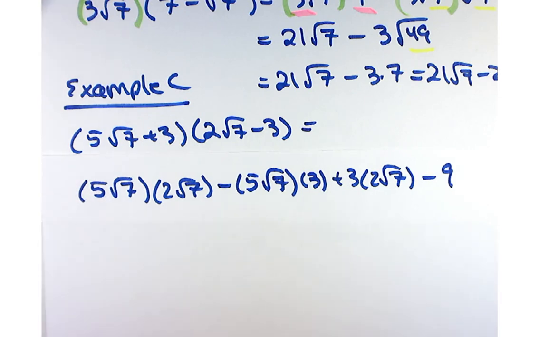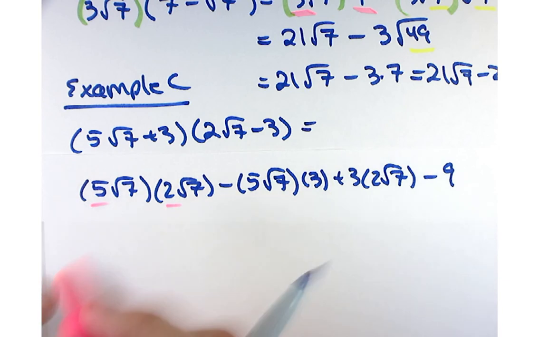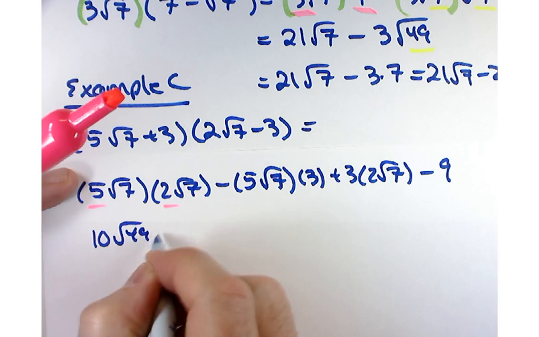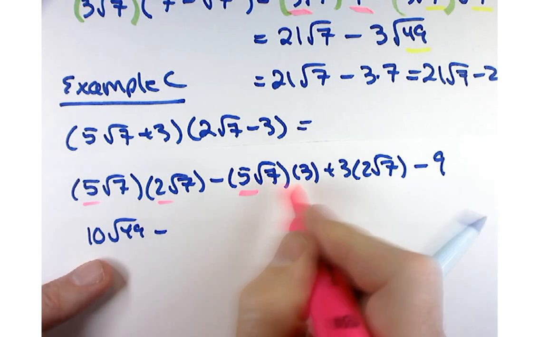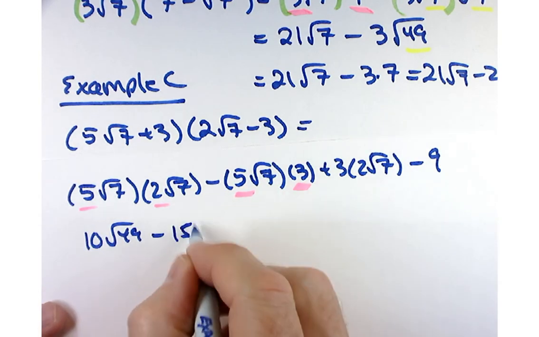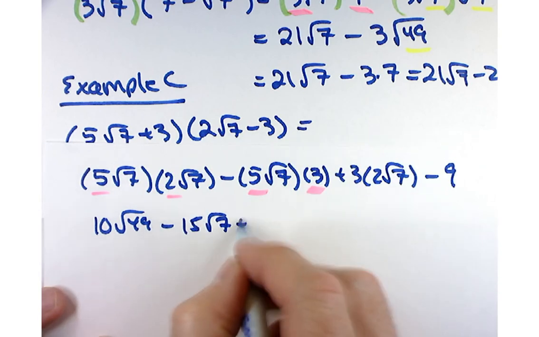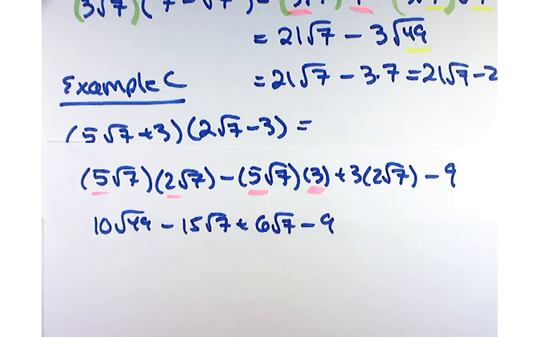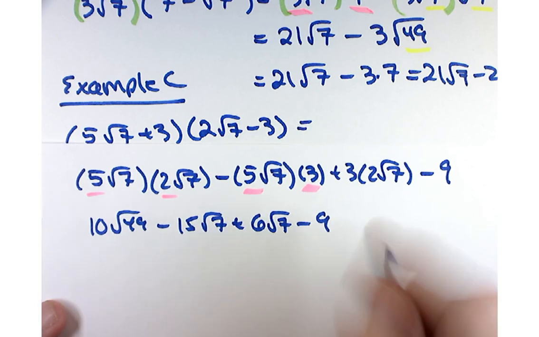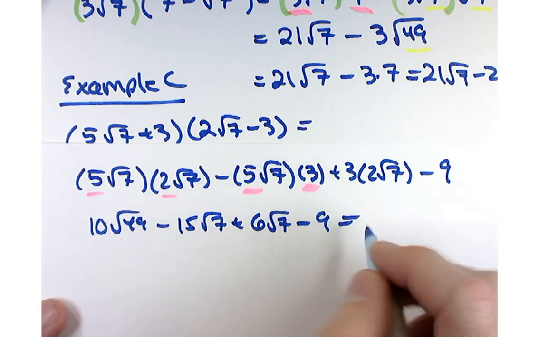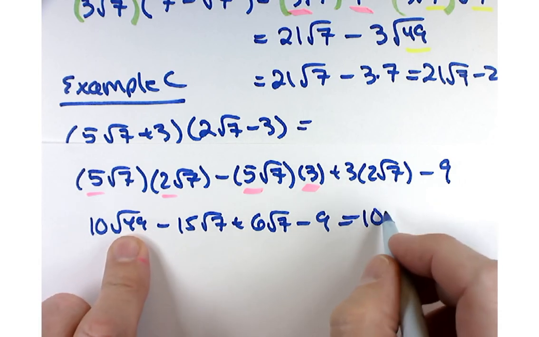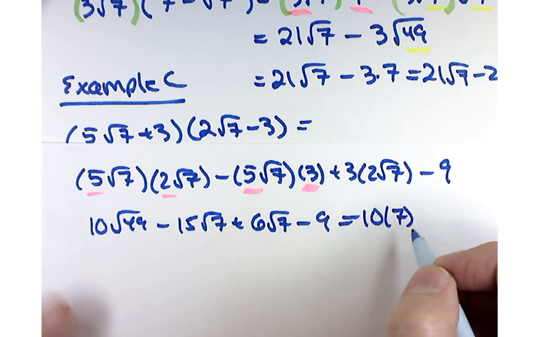The outside terms multiply each other. So 5 and 5 gives me a 10. Square root of 49. Minus 15 square roots of 7. Plus 6 square roots of 7. Minus 9. So a very common mistake in simplifying this stuff is to write that as 10 times the square root of 7. Square root of 49 is 7, so it's just 10 times 7.